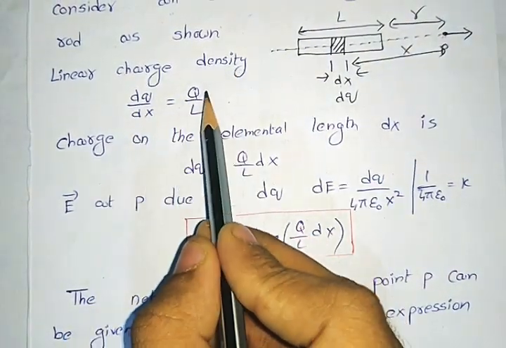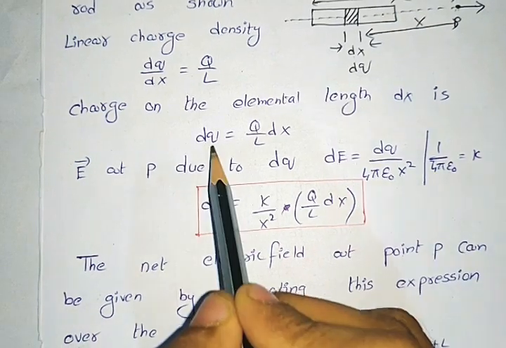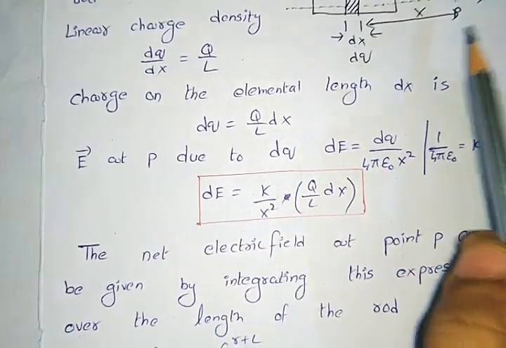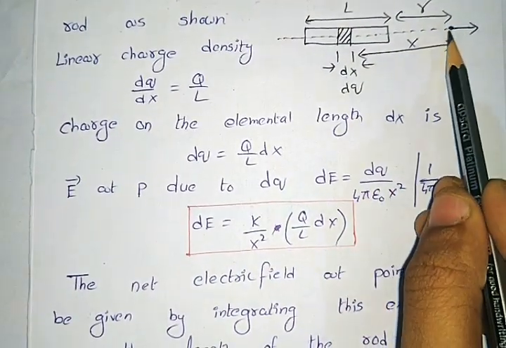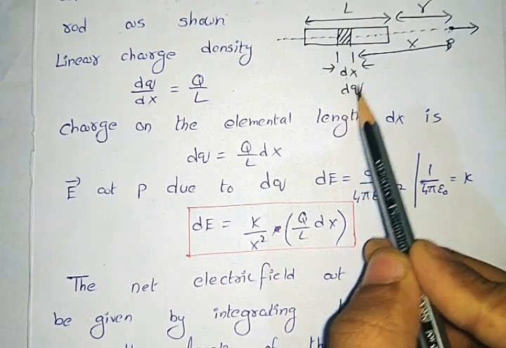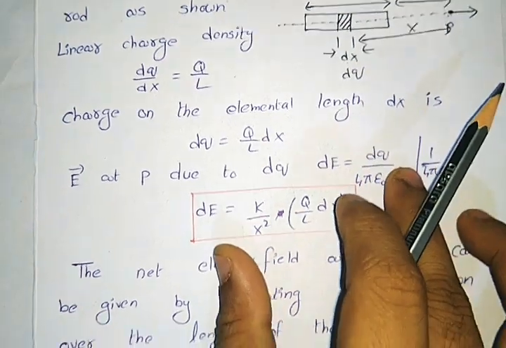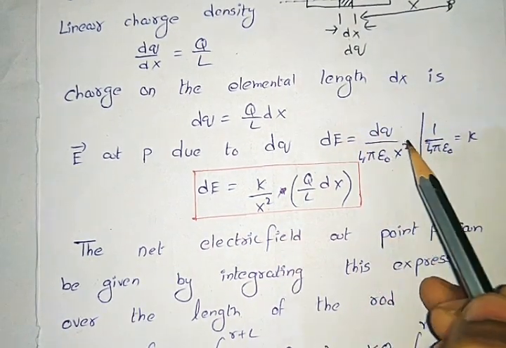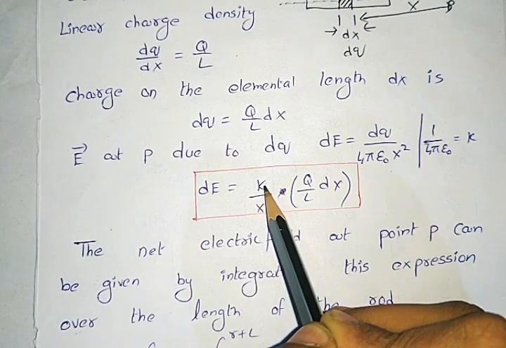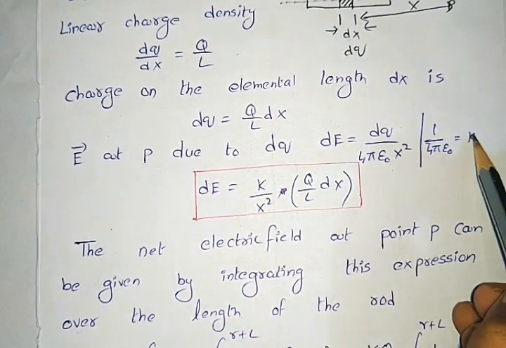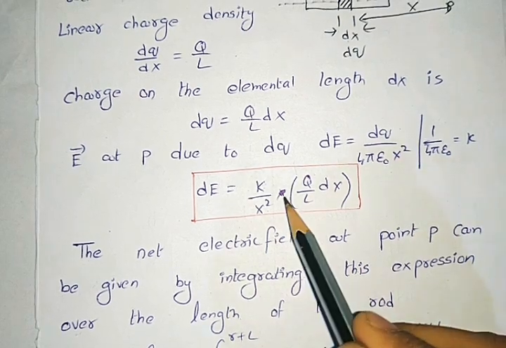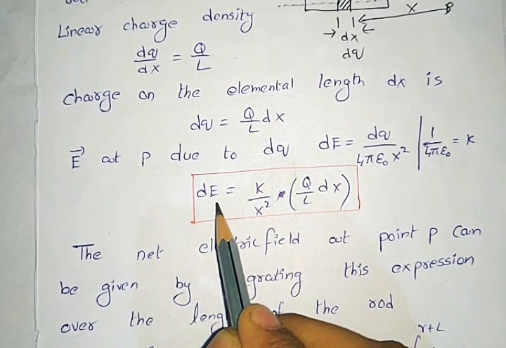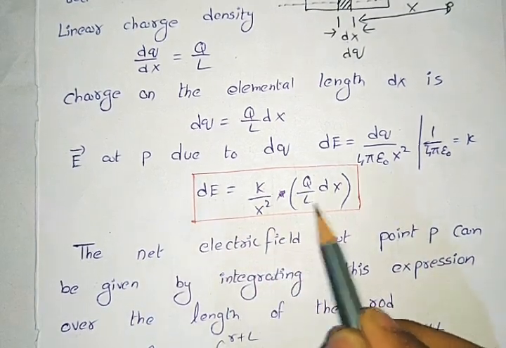So this is a linear charge density condition. dq by dx will be equal to Q by L. From here we can say that dq will be equal to Q by L into dx. Now the electric field intensity at point P due to the charge dq can be given as dE equal to k by x square into dq. Here k is nothing but the proportionality constant, which is 1 by 4 pi epsilon naught. So in the place of dq we will substitute Q by L into dx. That means the result we got is dE equal to k by x square into Q by L dx.